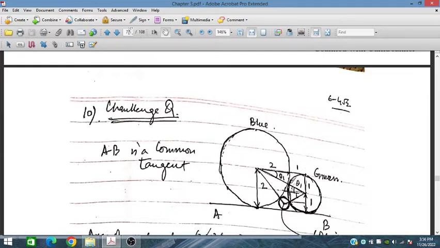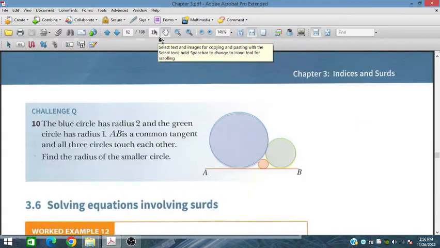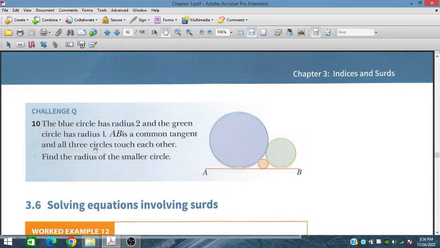Bismillah ar-Rahman ar-Rahim. In this session, we are discussing one of the challenging problems of exercise 3.5 from O-level additional mathematics for IGCSE.